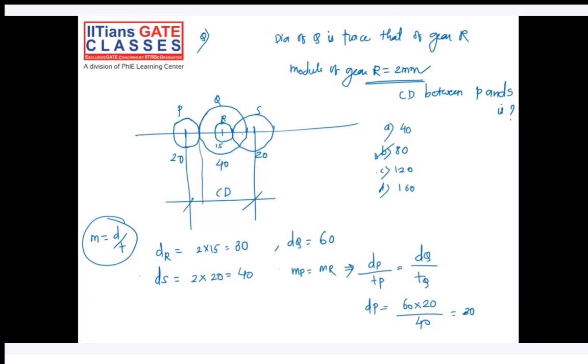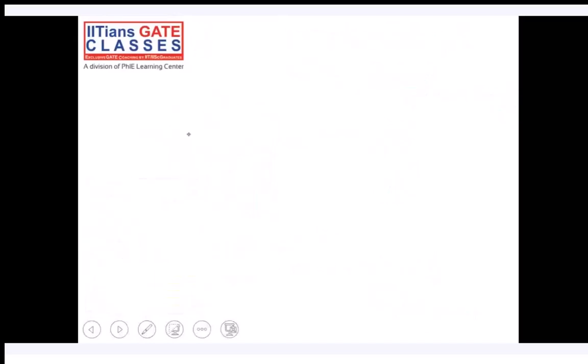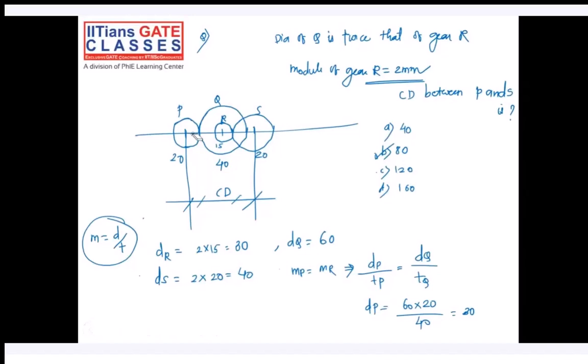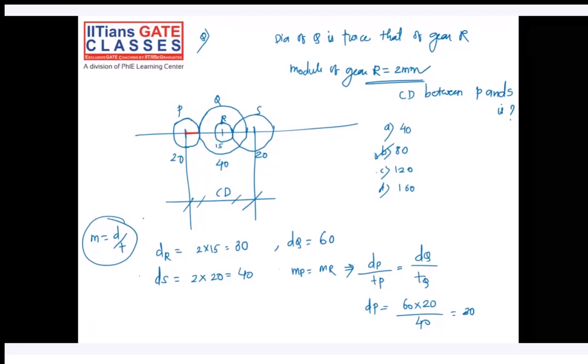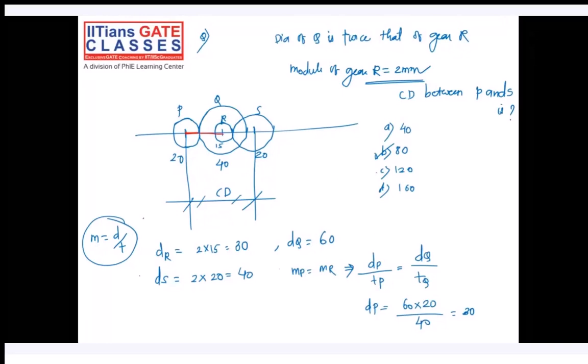Okay, so all the diameters we have, and center distance, you can clearly see, we can calculate by adding the radius of all the gears. Radius of gear P is 15. Then radius of gear Q is 30. Then radius of gear R is 15, and radius of gear S is 20. So 15 plus 15 is 30, 30 plus 20 is 50, 50 plus 30 is 80. So directly you can use this.